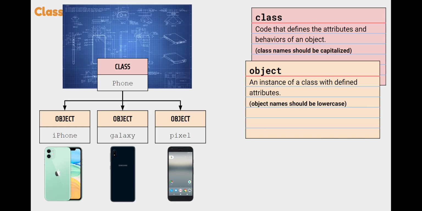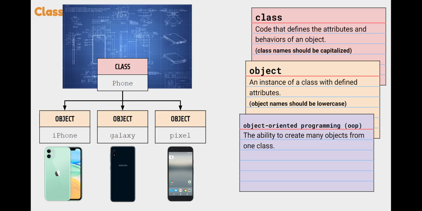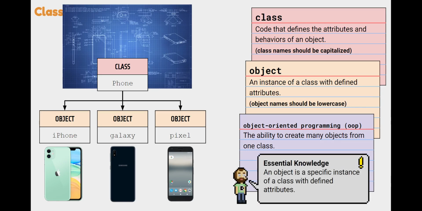So when you get your iPhone, it might have a different case color than somebody else's iPhone. You might have a different amount of storage on your phone than somebody else. But at the heart of it, it is still a phone. It will still do the same thing as somebody else's phone. This is the idea of object-oriented programming, the ability to create many objects from one class. This lines up with our essential knowledge. An object is a specific instance of a class with defined attributes.